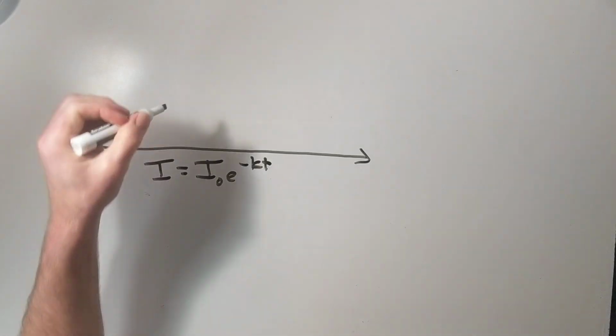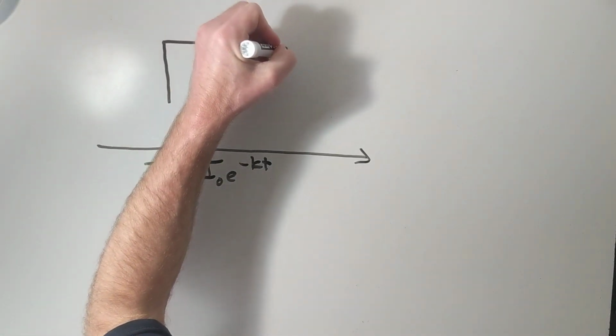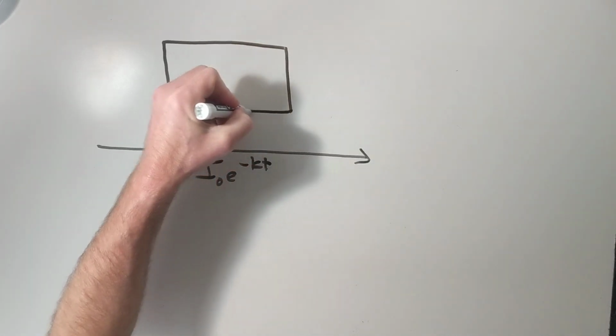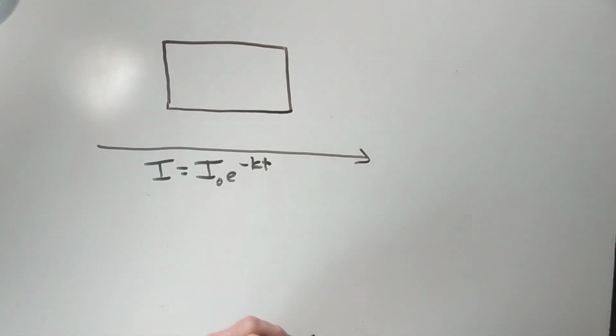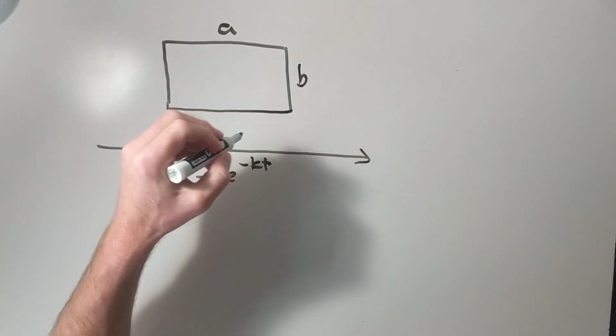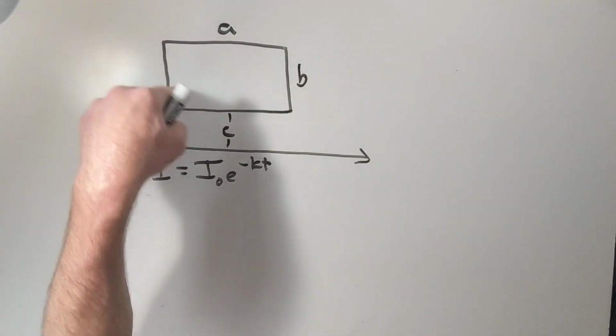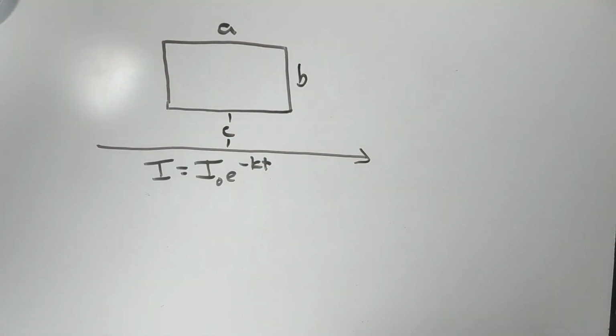And then over here, I'm going to have a loop of wire with certain dimensions on it. It's a rectangular loop of wire. And I will say that this side length is A, this side length is B, and it is a distance C from this wire down here. So this is just a loop of wire. There's no current flowing in it yet, but there will be some current flowing in it once we actually start thinking about it.